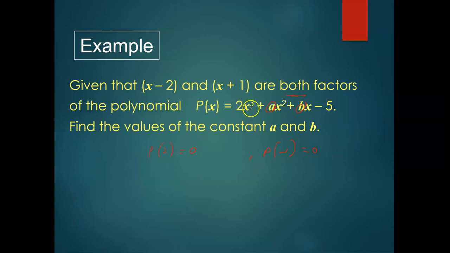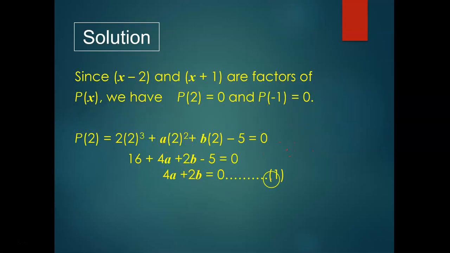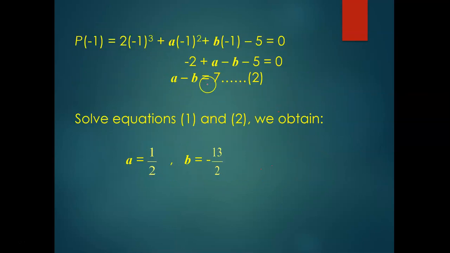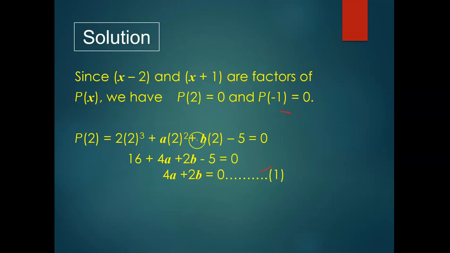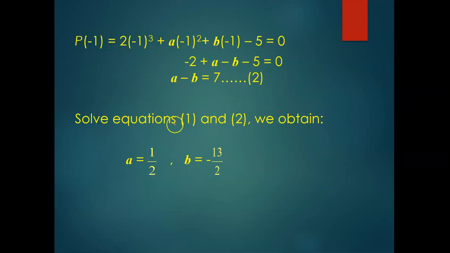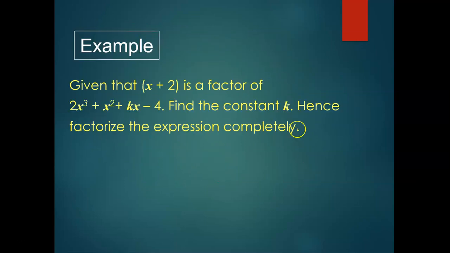So you substitute the 2 inside here, then you will have an equation in terms of A and B, like this. And then the second condition, P(-1), you will get the second equation in terms of A and B. So by using the elimination method or solving by simultaneous equations, solve equation 1 and equation 2, then you get A and B. Same thing. This one is also easy.